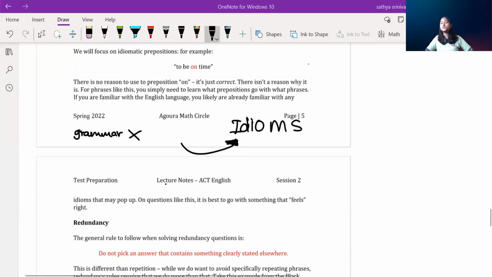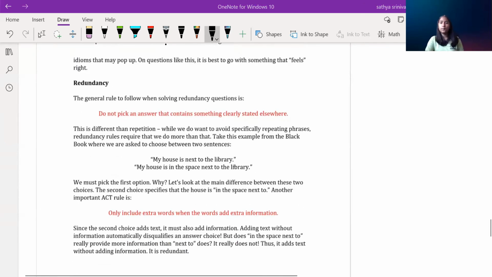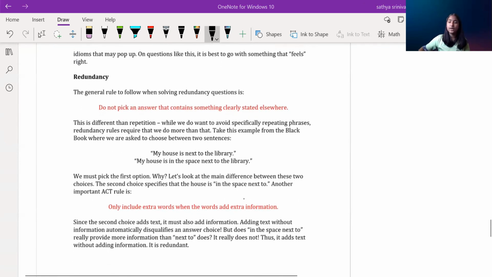But for idioms, there's no grammatical way to solve it, so you just have to find which one feels right. Okay, and redundancy is a very important part of the ACT because they always do this.